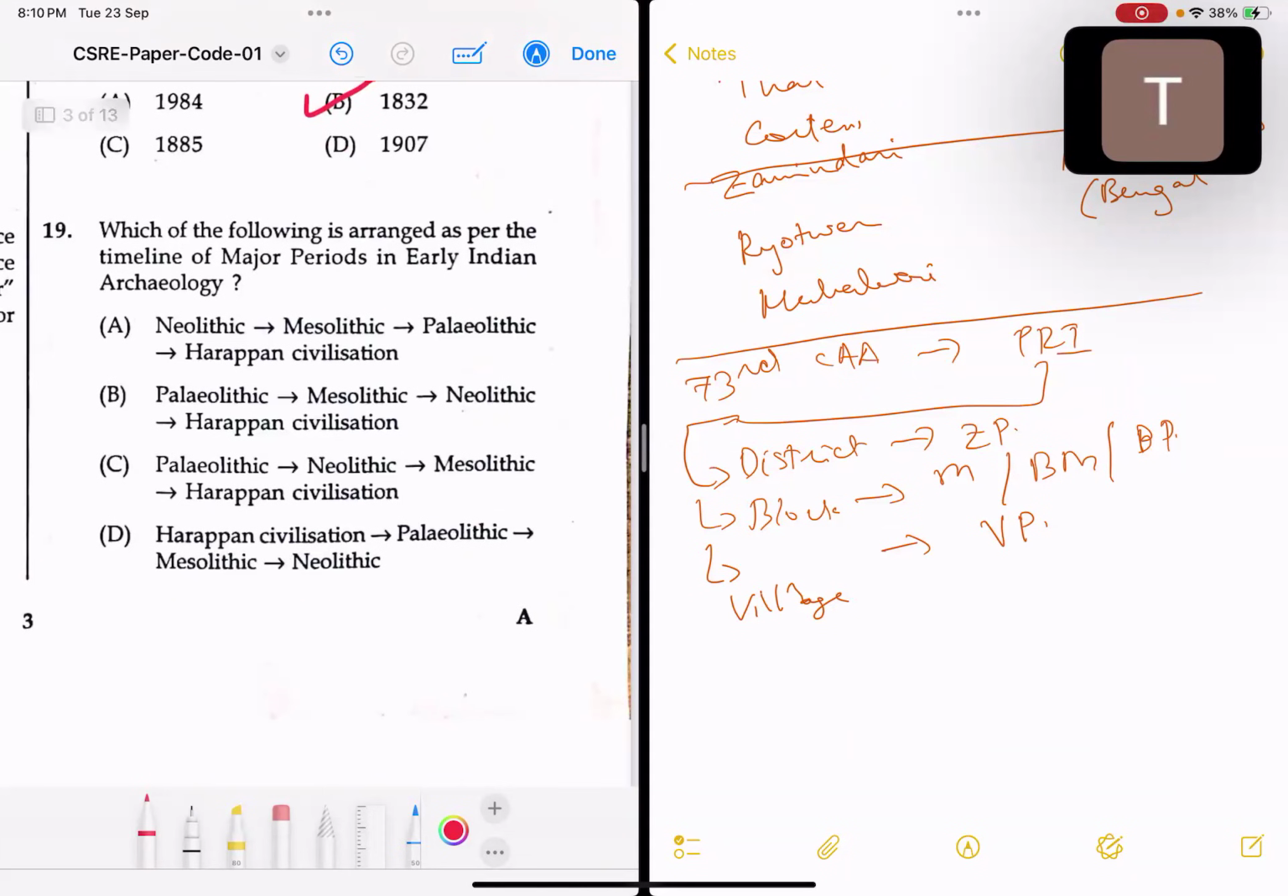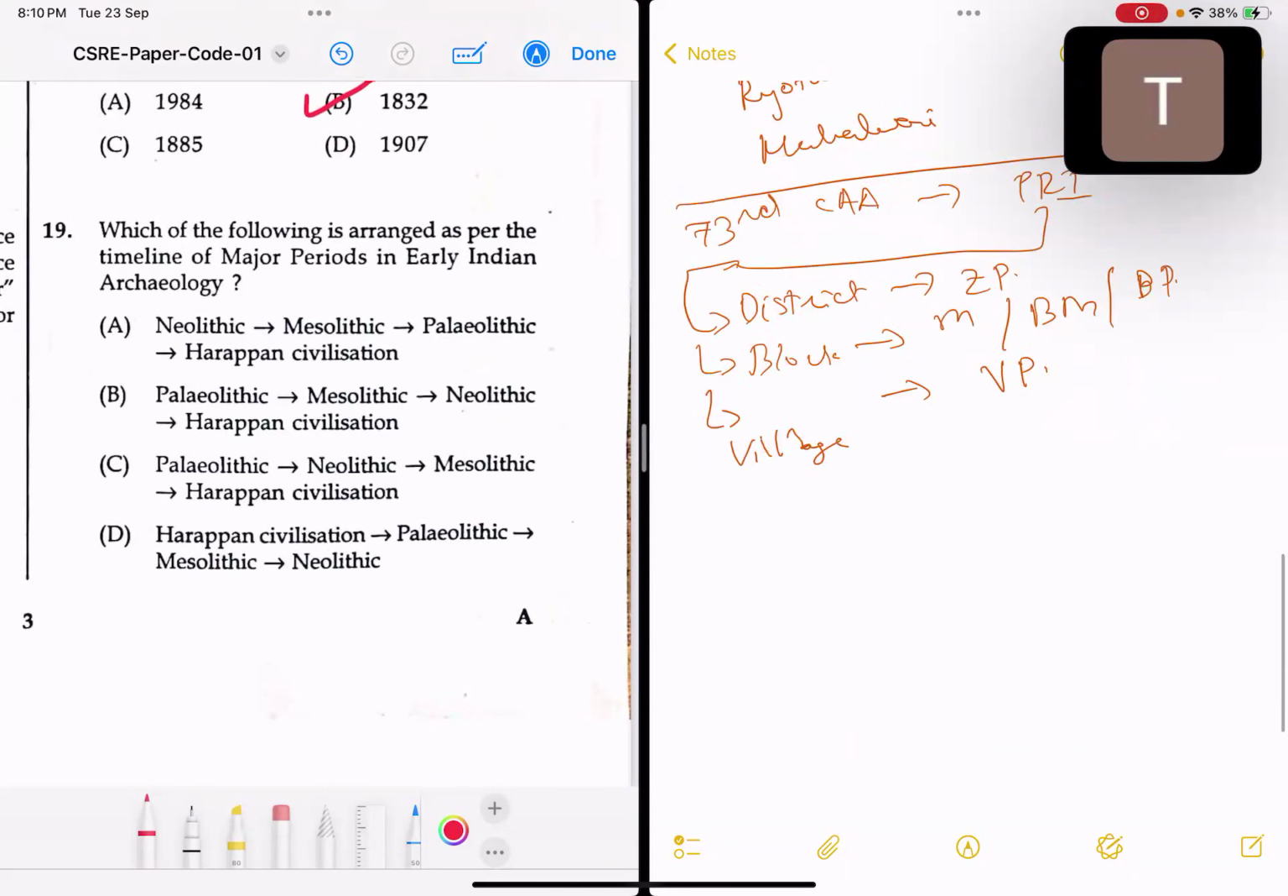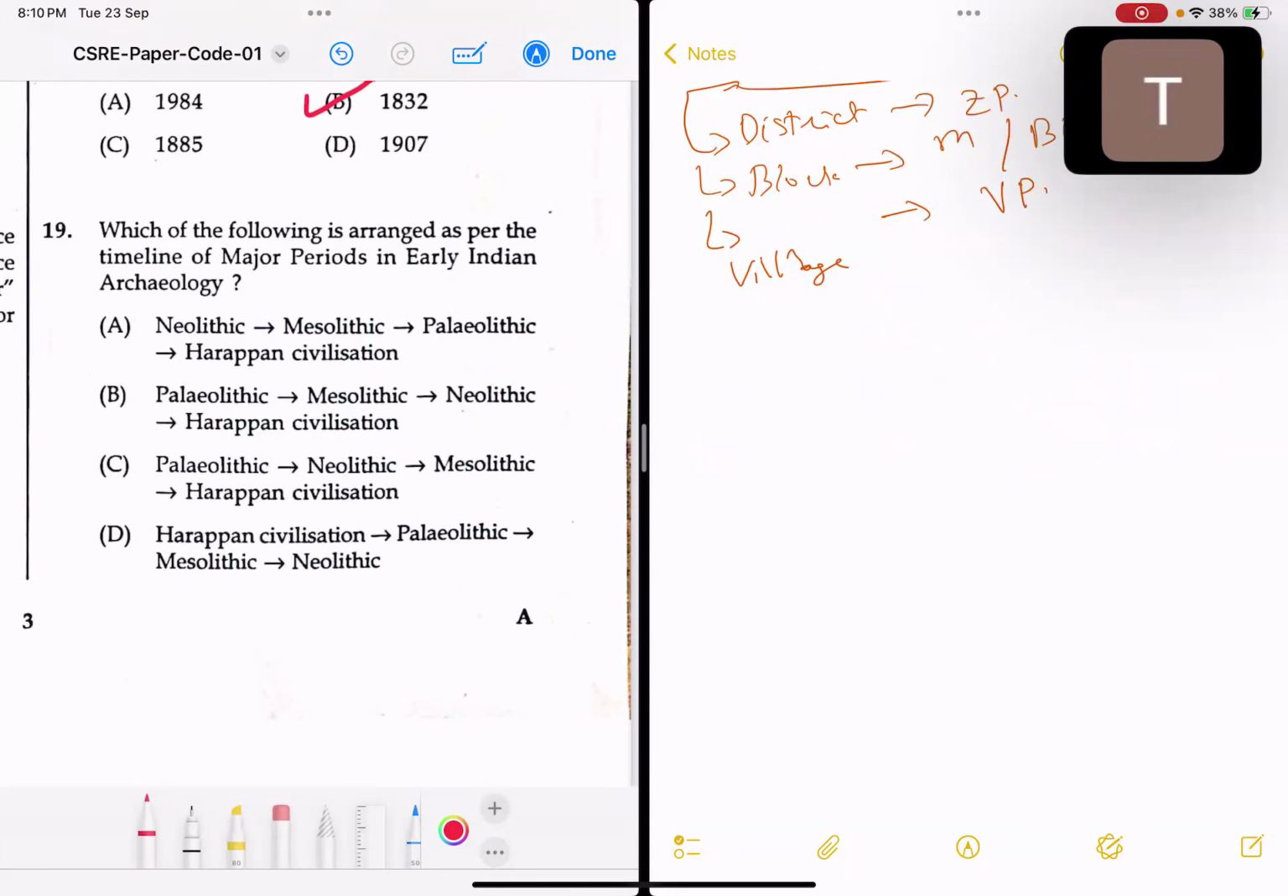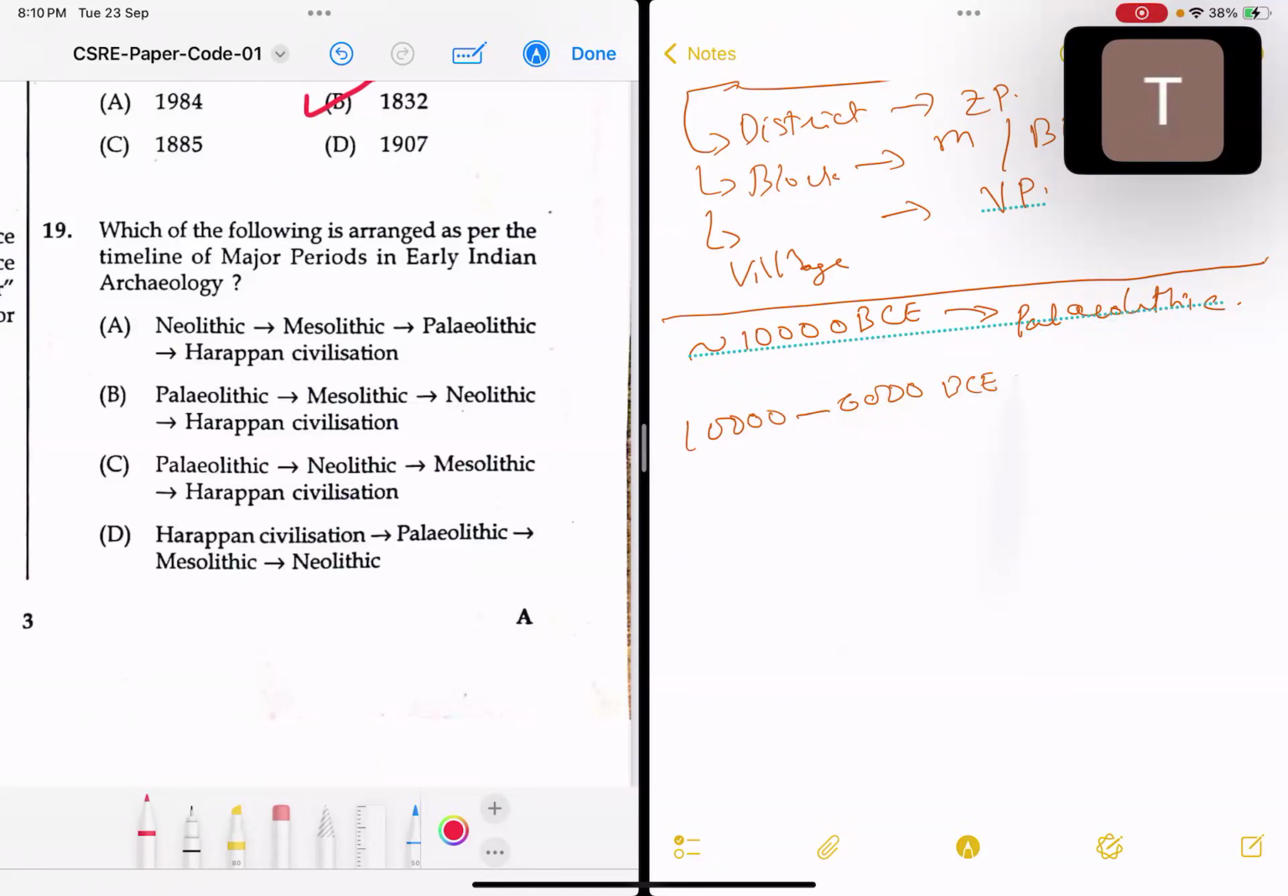Which of the following is arranged as per the timeline of major period in the early Indian archaeology? Now, if you look back at the ancient India or the archaeology, early Indian period, you will see that up to 10,000 BCE, we regarded the Paleolithic age, right? Which is also known as the Old Stone Age, right? Between 10,000 BCE to 6,000 BCE, we give what is known as the Mesolithic age. Then starting from 6,000 BCE, we give the Neolithic age, okay? Or the New Stone Age.